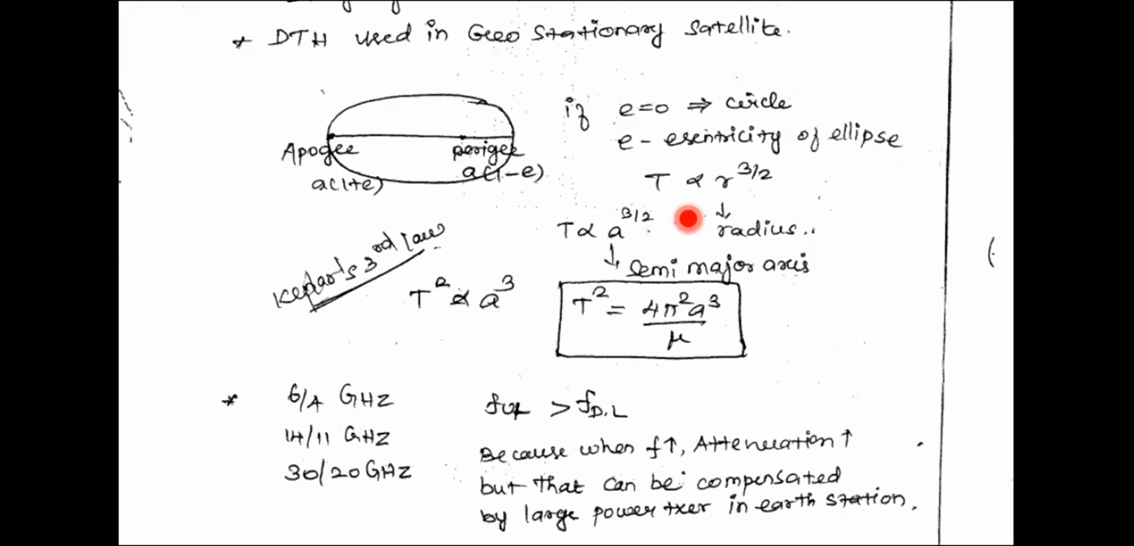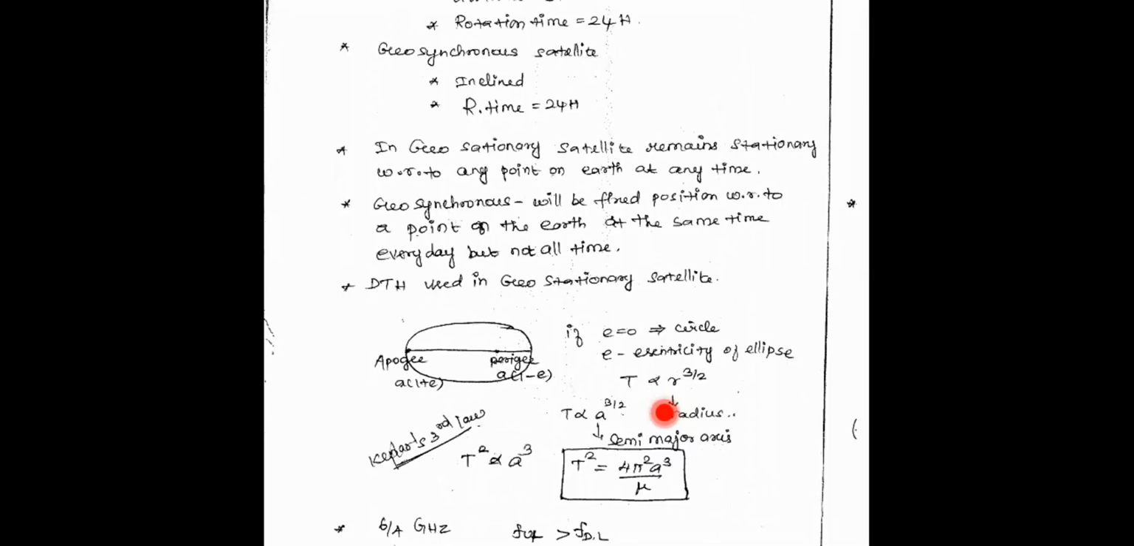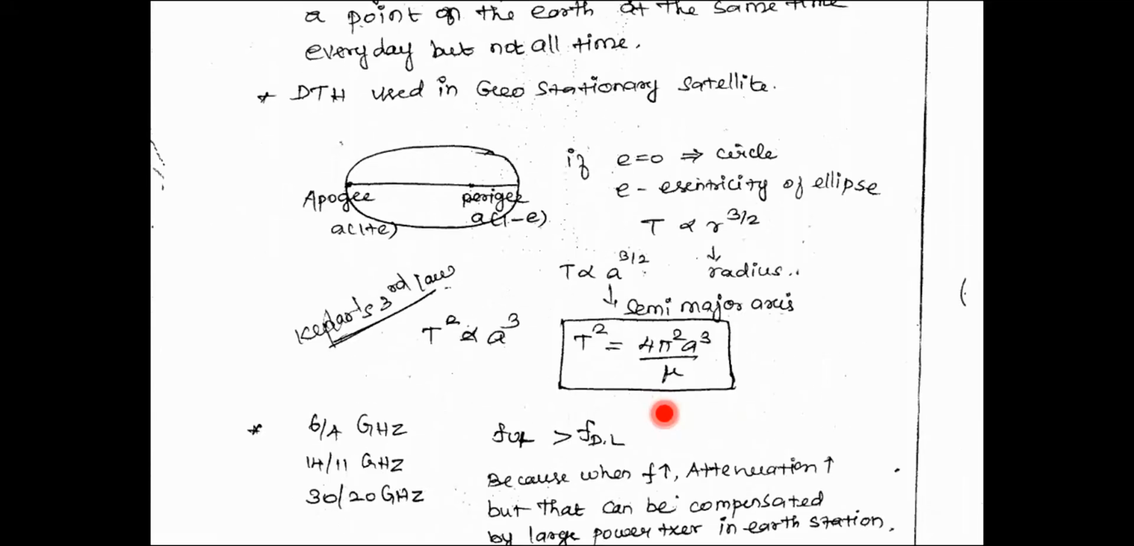Example can be given in any way, sir, just remember. Again, some constant has to be there. That constant is 4 pi square divided by mu. Anyway, that mu is constant. But what is important is this relation. This relation is very much important, sir. T square is directly proportional to a cube.